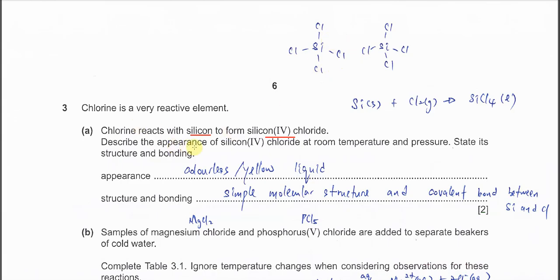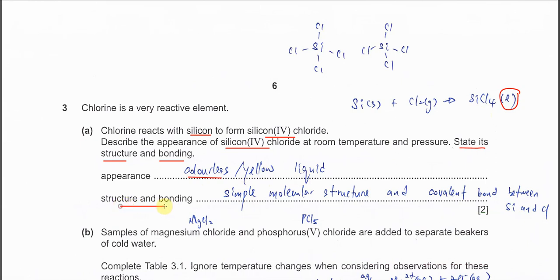And describe the appearance of the SiCl4 at room temperature and pressure. State is structure and bonding. So it's quite easy. Appearance is liquid. SiCl4, remember, is liquid. PCl5 is solid. SiCl4 is a liquid. You can say that it is a colorless or yellow liquid, both acceptable.